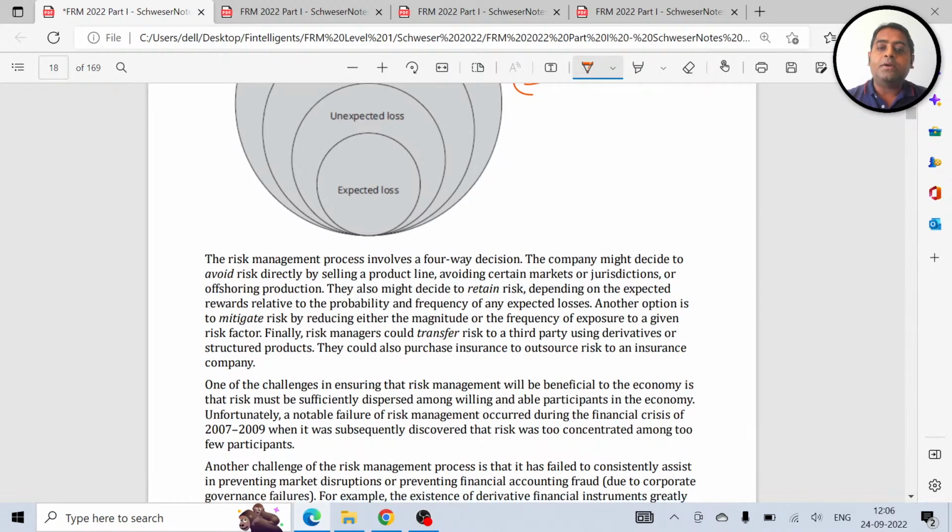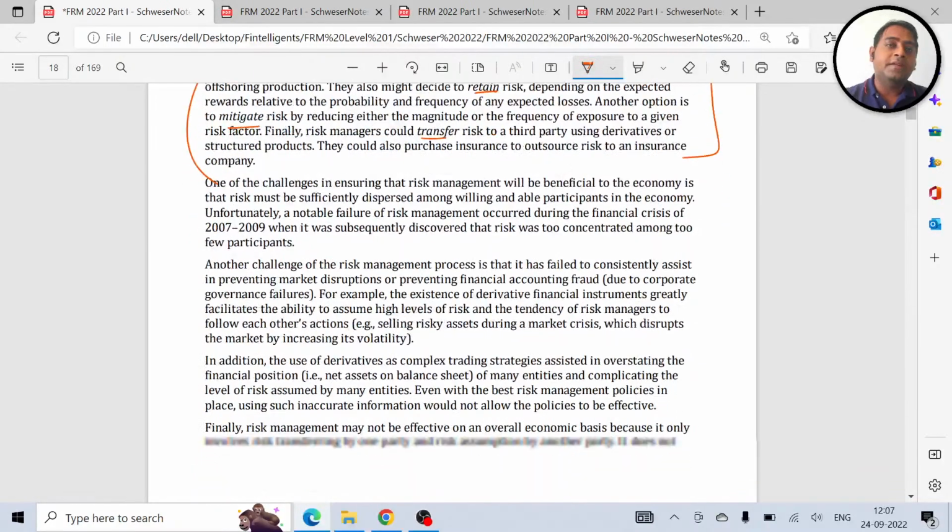Moving forward, in this paragraph there is the concept of retaining, transferring, or mitigating. You can get some question with respect to a case study, asking you to take a decision: which step will you use? Or they will give you a case study explaining what the manager has already done, and they might ask whether he has avoided the risk, taken it, mitigated the risk, or transferred the risk.